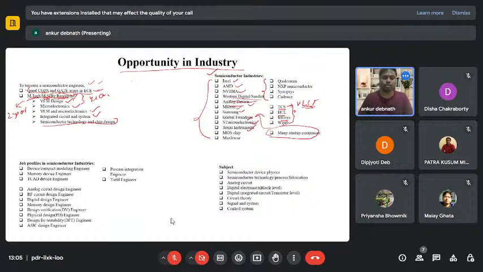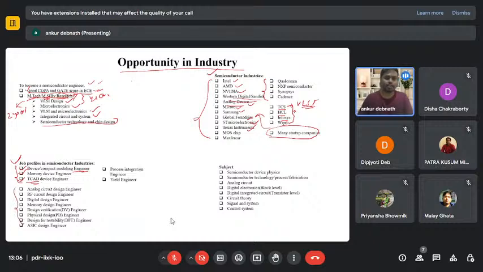So now these are the job profiles. These are the device profiles: device modeling, memory device engineer. Then TCAD is also there, but I don't know whether you know or not. TCAD is technology computer aided design actually. This is also a very important area. These are the device profiles if you want to go into semiconductor devices. Then design profiles.